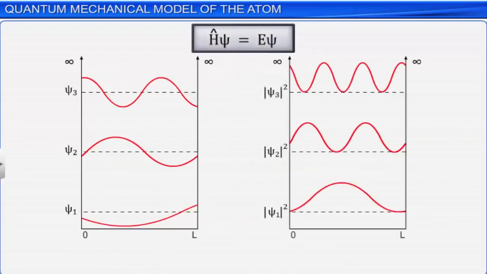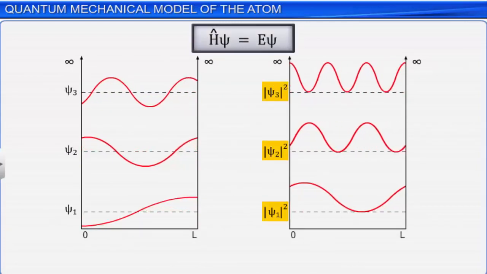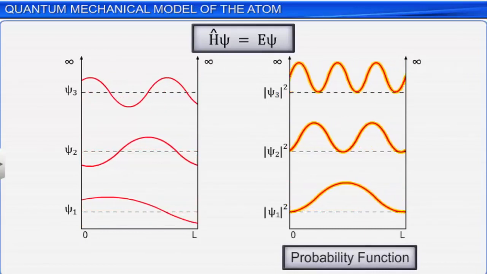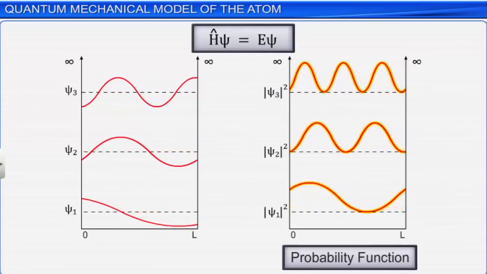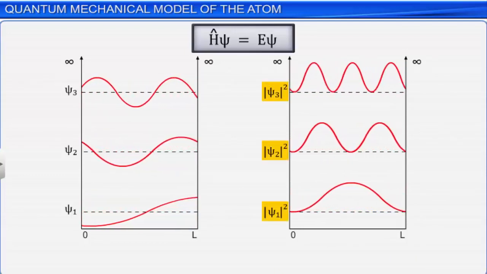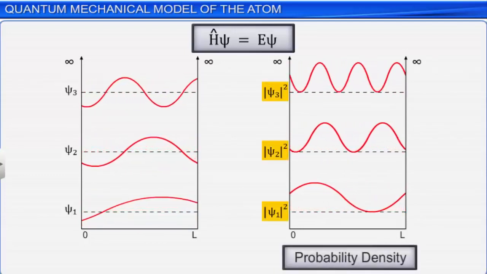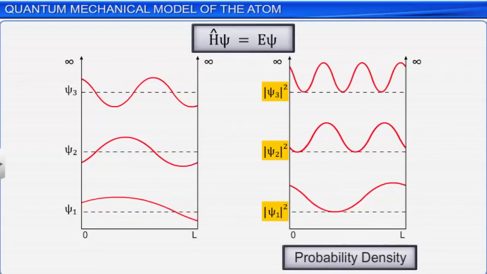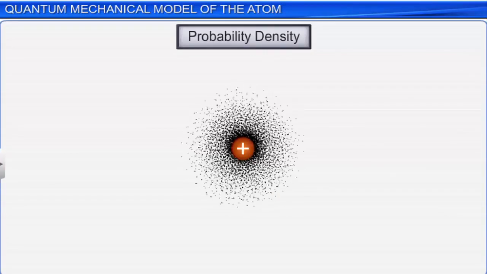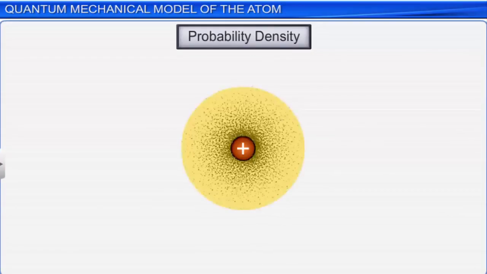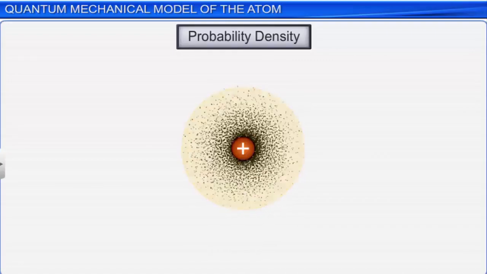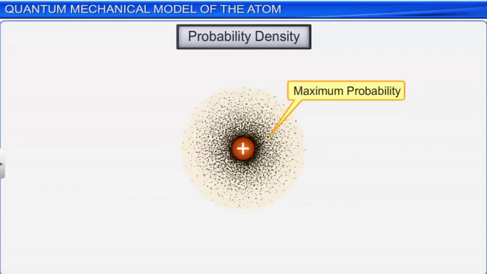Therefore, the square of the amplitude of electron wave, that is, psi square, gives the probability of finding the electron at a point within an atom. That is why the function psi square is called probability density and is always positive. By finding the probability density at different points in an atom, one can predict the region of space around the nucleus, within which the probability of finding the electron is the maximum.